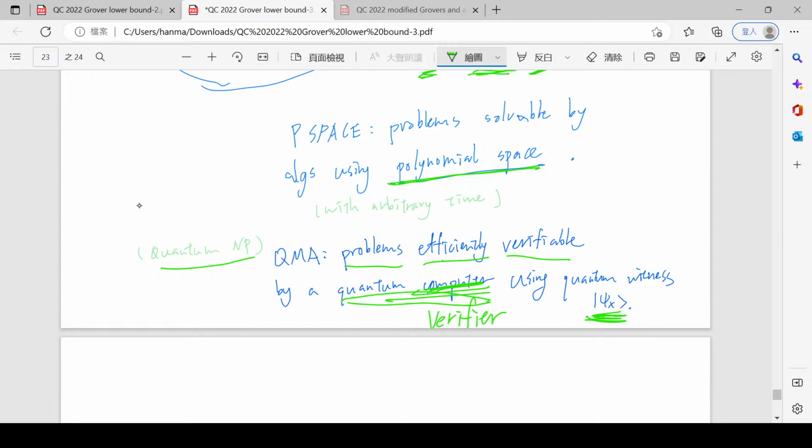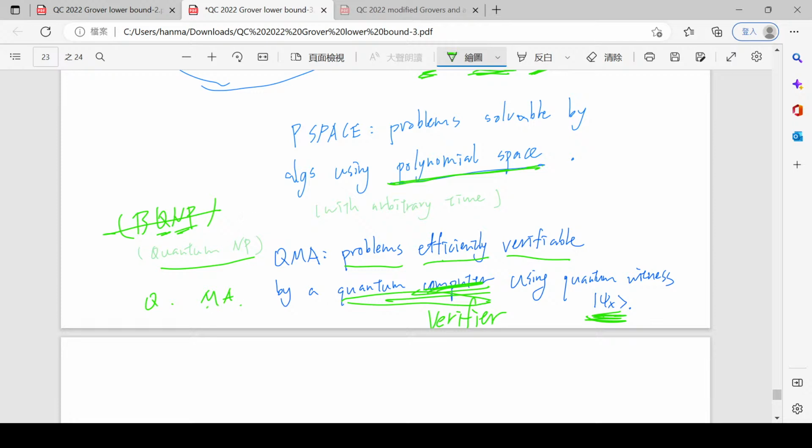When people started, they called it BQNP, because they think of it as quantum NP. But then people with more of a computer science background decided to change it to QMA, because it's actually the quantum version of the MA problem.